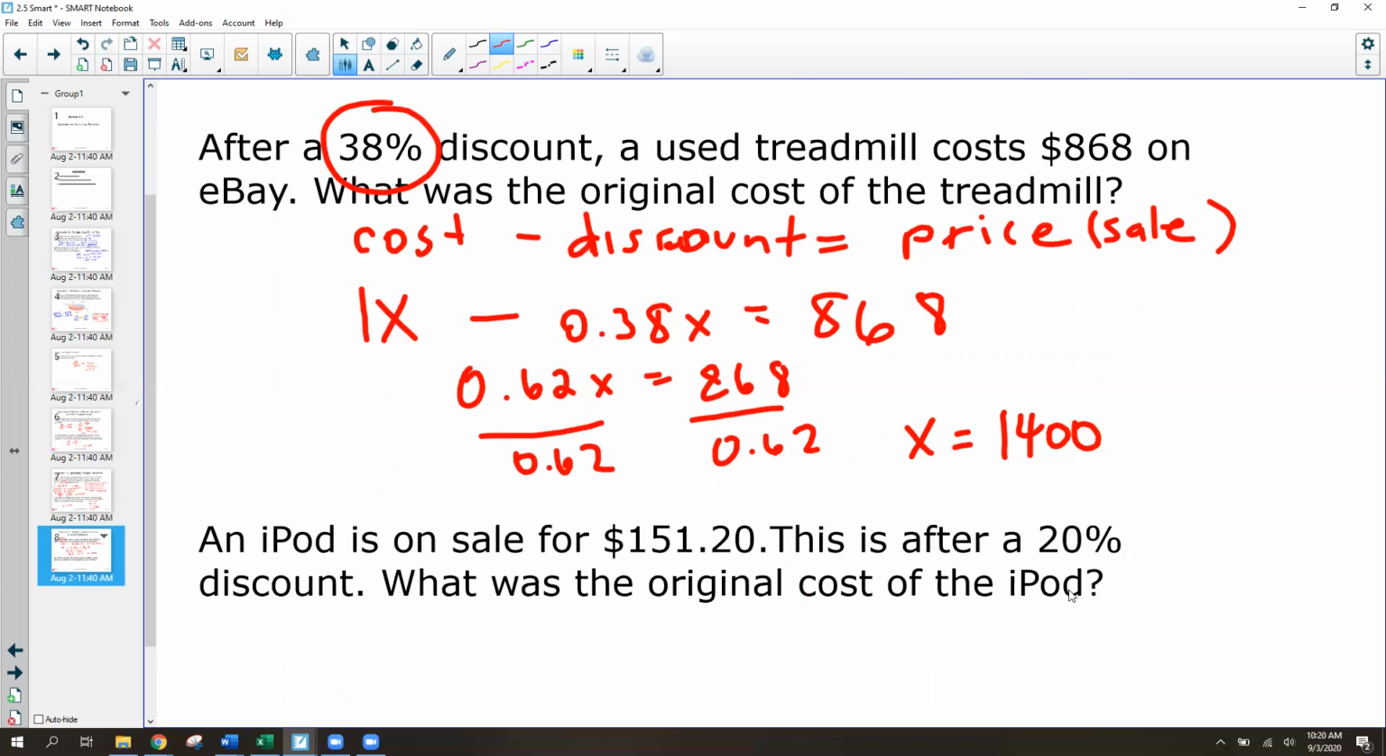You try the second one, okay? An iPod is on sale for $151.20. After a 20% discount, what was the original cost? Set it up the same way you did this one. Please, please, please. Try it. I will tell you when you get to the end that the original cost of the iPod should be $189. If you get stuck, ask for help. You know how to do that. Awesome. I'll see you in the next section.